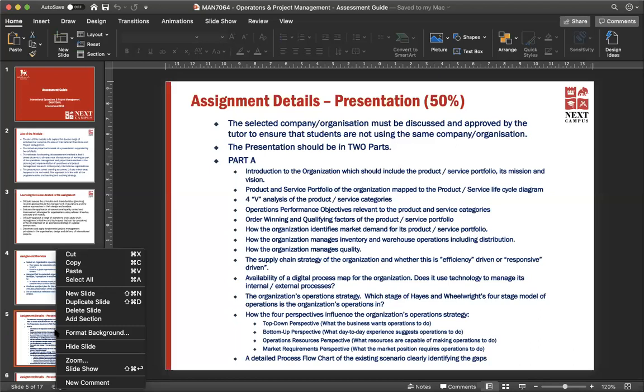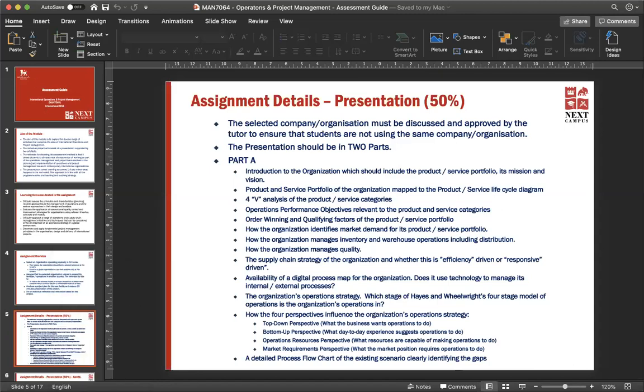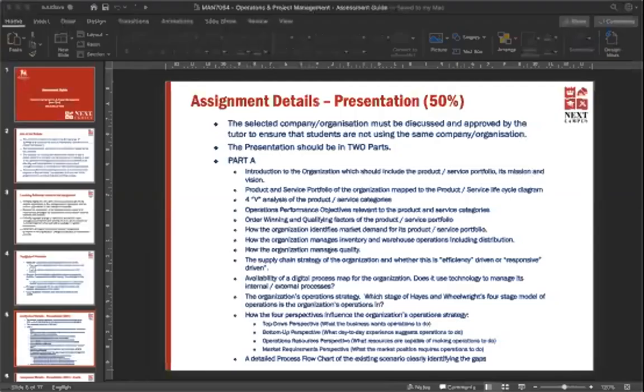Next one is operations strategy. Which stage of Hayes and Wheelwright's four-stage model of operations is the organization's operations in? Is it the internally neutral phase or the externally adaptive phase? Now, remember the Hayes and Wheelwright diagram. I'll just show you that.